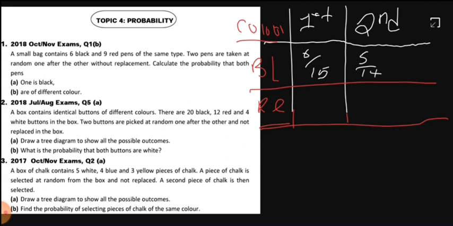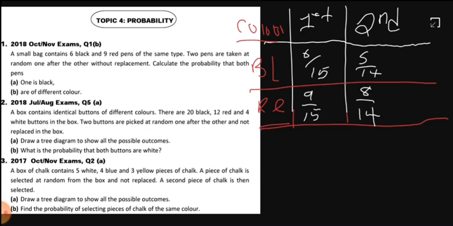Let's go to red. If we assumed that red was the first pick, that means red will be 9 over 15. And if again we picked red in the second selection, since it is without replacement, that means they are not being taken back. So red remaining will be 8, and the total is going to be affected and becomes 14. That means in the second pick, the total will be 14.